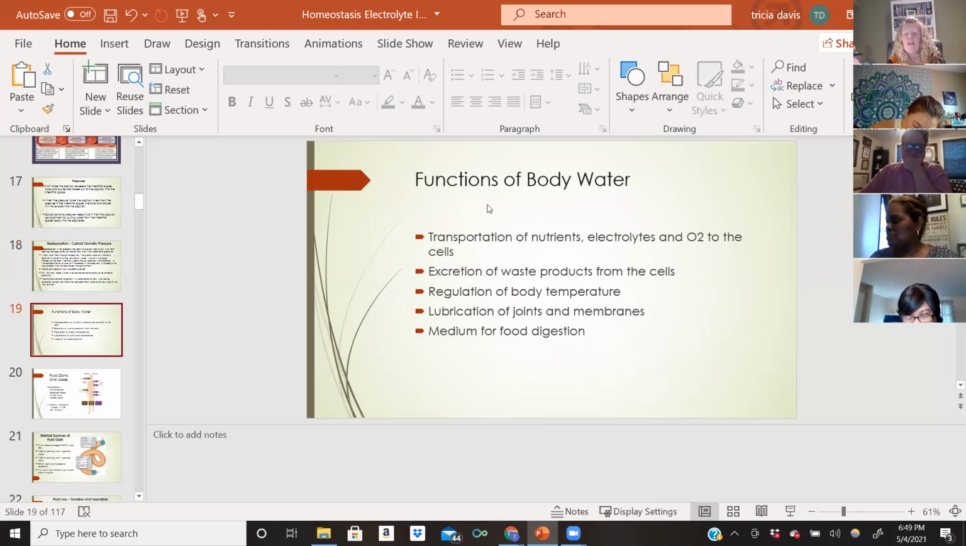So, functions of water in our body. It helps by transporting nutrients. It transports electrolytes and oxygen to our cells so that they work properly. It helps excrete waste products from our cells, for example through our kidneys. Water helps regulate our body temperature. It helps lubricate our joints and our membranes. And then it also serves as a medium for food digestion.